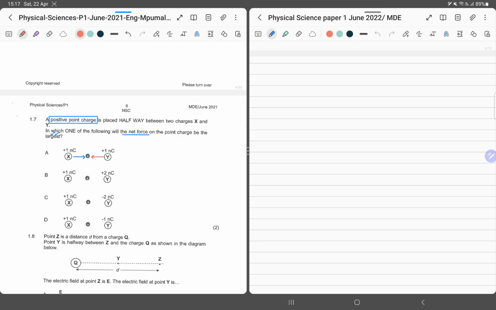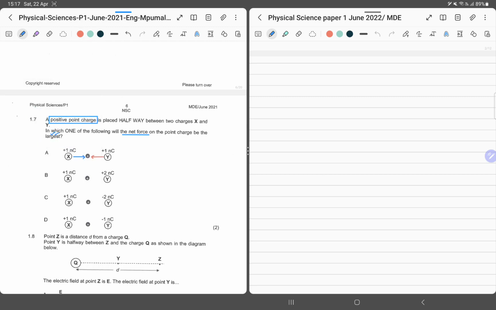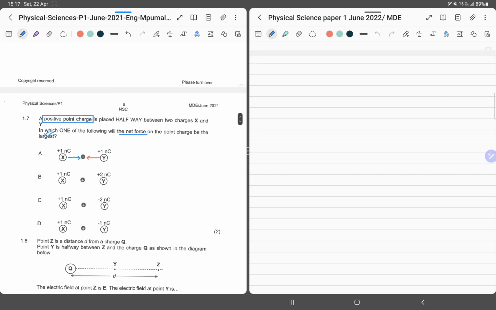So if we're looking at these two, these two are equal, because this is 1 nanocoulomb, and whatever magnitude this positive charge is, again 1 nanocoulomb plus whatever. And remember, the distances are the same, so those forces are going to be the same but oppositely directed, such that the resultant force is 0. So that is basically the smallest, I guess, at the moment.